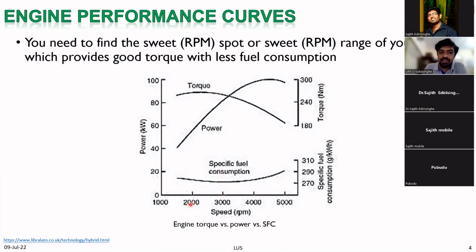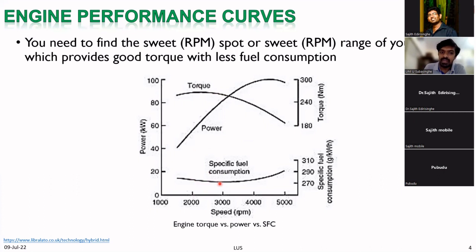So if you think about the range, 2000 RPM to 3000 RPM, you can see that within this range, the fuel consumption is significantly low, and the torque output of the engine is somewhat high. So within this range, the engine is actually providing you a significant amount of torque while consuming less fuel.